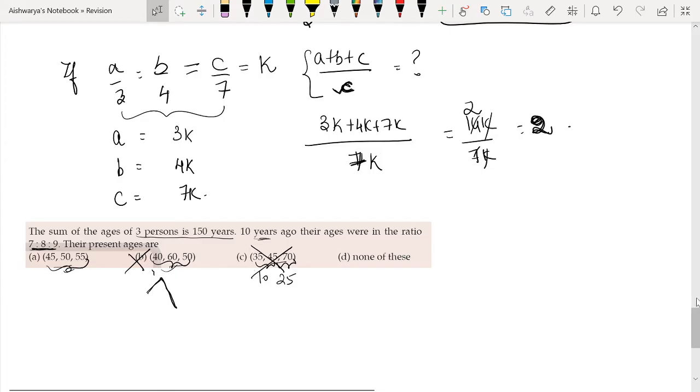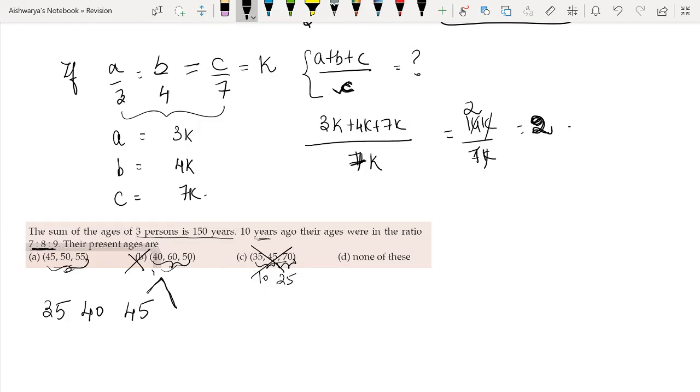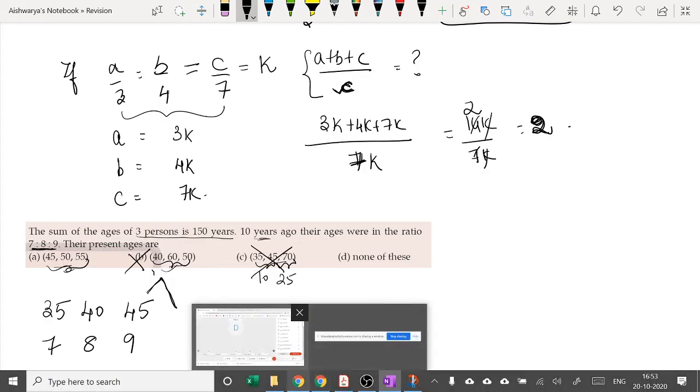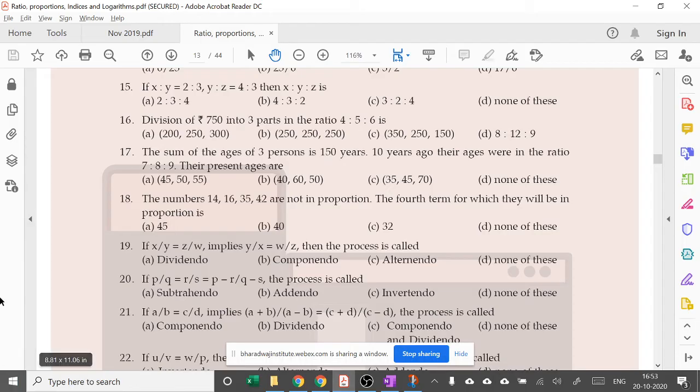Okay. So what you have to do is, 10 years ago, we just have to do 35, 40, 45. Now divided by 5, 7, 8 and 9. Easy. Going to the next question.